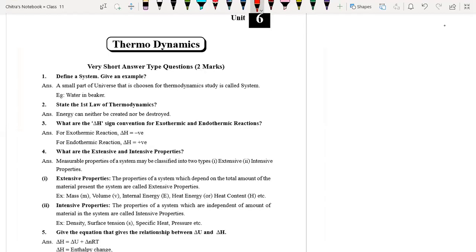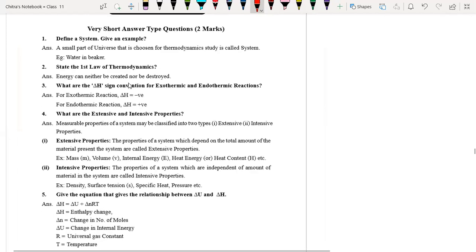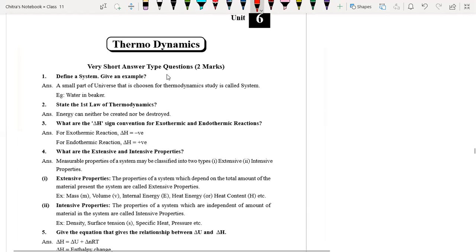Hello everyone. We are going to start the new unit, which is the sixth unit today, thermodynamics. First we have to understand what thermodynamics is. Thermodynamics is the branch of chemistry that deals with the exchange of heat energy into various forms and the flow of heat in and out of the system. The quantitative analysis of heat flow is called thermodynamics.